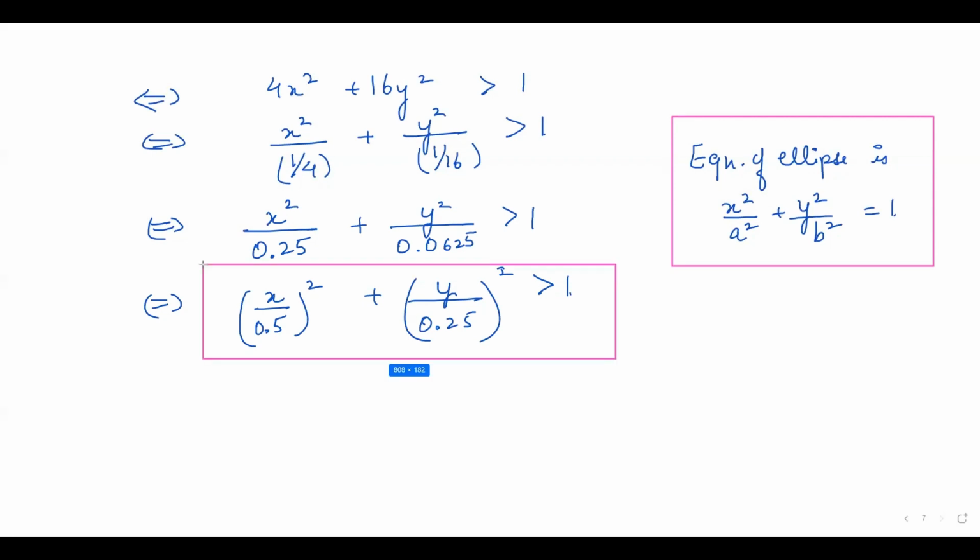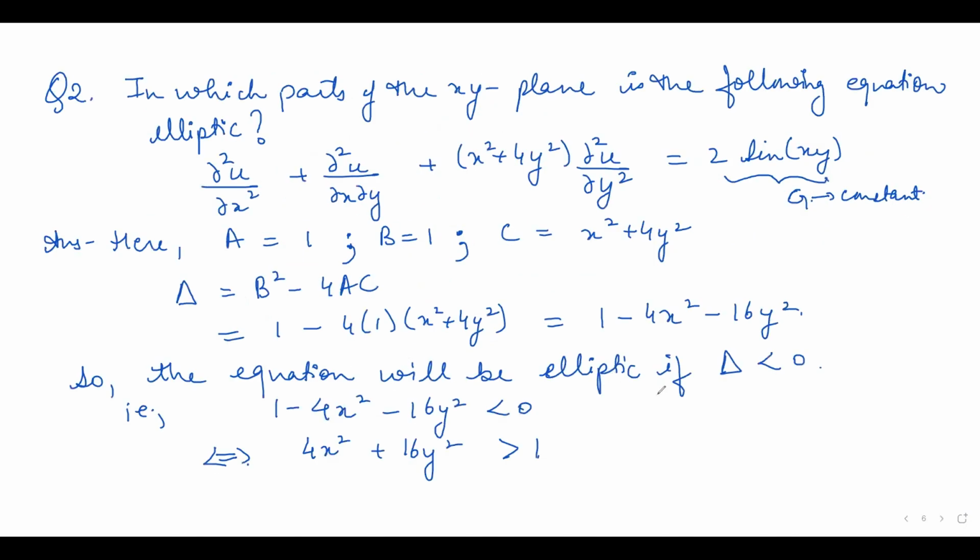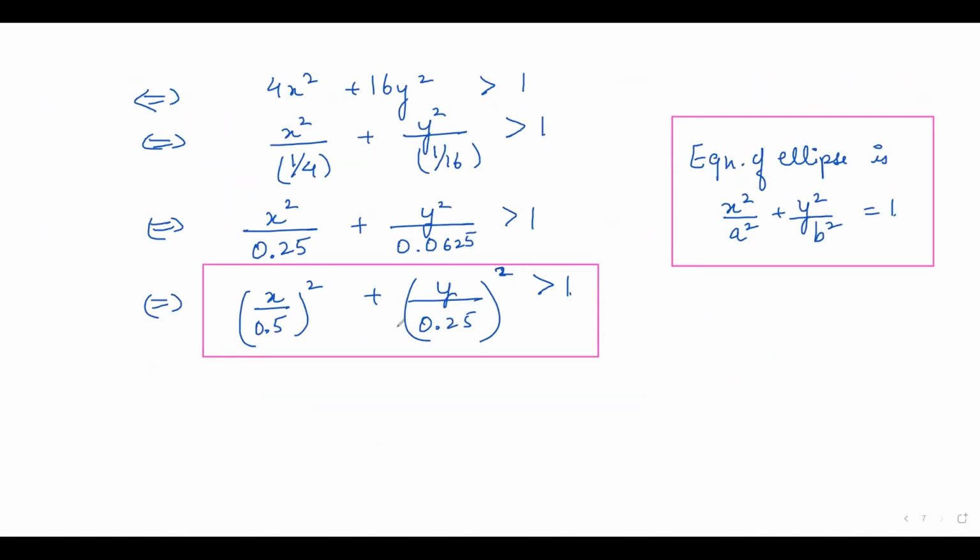What is the condition? The condition states that we know this is our equation of the ellipse. But here in the equation of the ellipse, what you could see is that we are having greater than 1. Now, what is it saying? The equation will be elliptic if this holds. Now, which x and y are we talking about? The x and y which are lying outside the ellipse, because this is greater than 1, right? Equal to 1 means that you are on the boundary of the ellipse.